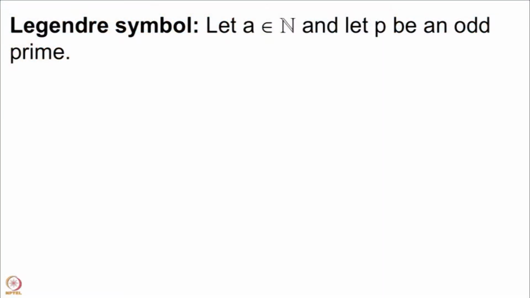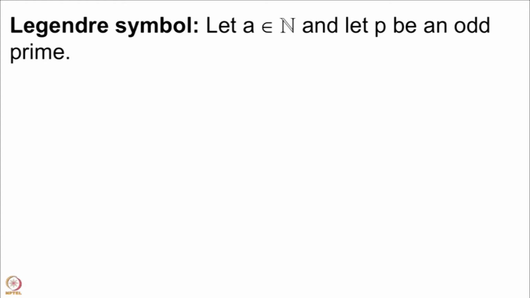So, this was studied quite some time back, 2 centuries back, by the mathematician Legendre, who has done a lot of other work including work in differential equations, and there is one particular quantity that Legendre defined, that is called the Legendre symbol. So, we will see the definition of this Legendre symbol. What we have is that we take an element A in the natural numbers and let P be any odd prime. So, here N is the set of natural numbers.